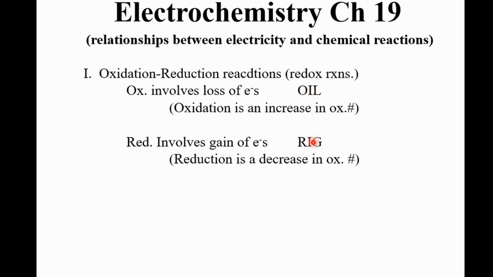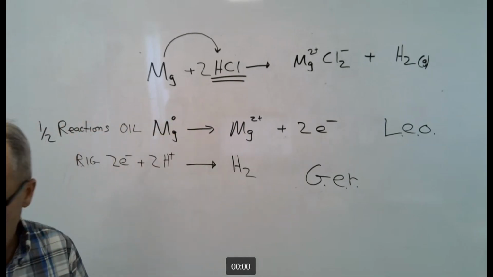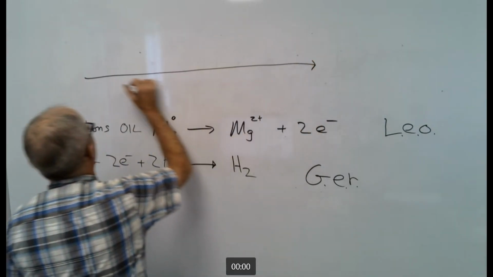So here's our oil rig. Oxidation, reduction reactions, mouthful, so we like to say redox reactions. Oxidation involves loss of electrons. And also this number line. Kind of like the number line. I like it so much I'm gonna draw a number line now. Pretend I'm in math class.